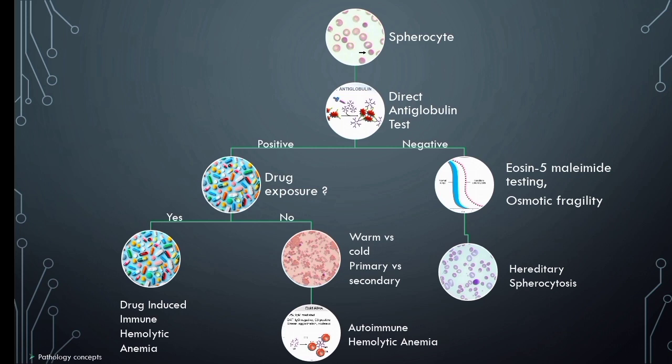If the direct antiglobulin test is negative and spherocytes are seen on the peripheral smear, then evaluate with the eosin-5-maleimide test and osmotic fragility. If decreased dye binding in the EMA test and increased osmotic fragility are observed, then it suggests hereditary spherocytosis. It is an autosomal dominant inheritance disorder. The treatment is symptomatic. Blood transfusion is required for severe anemia, and splenectomy is suggested for severe cases.